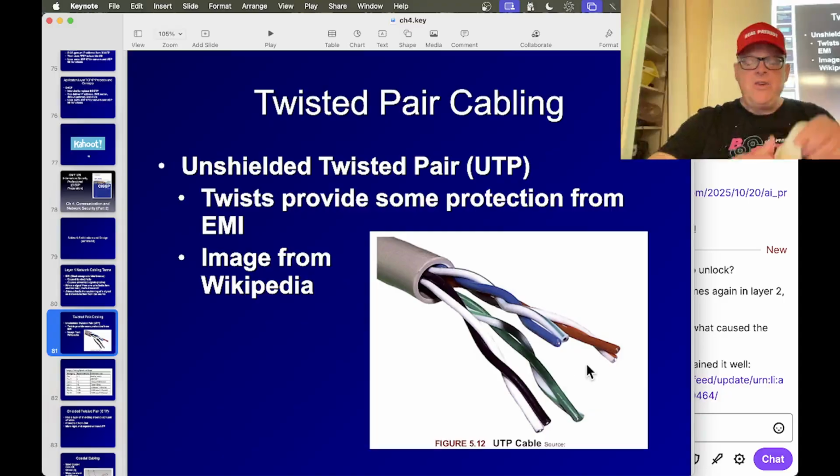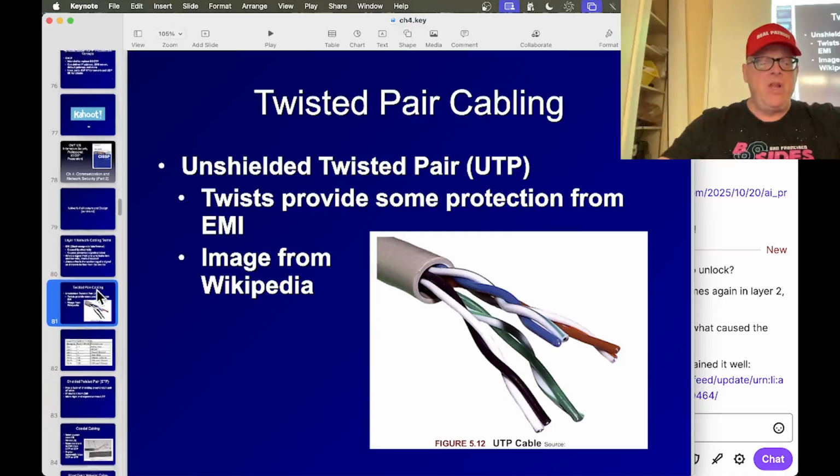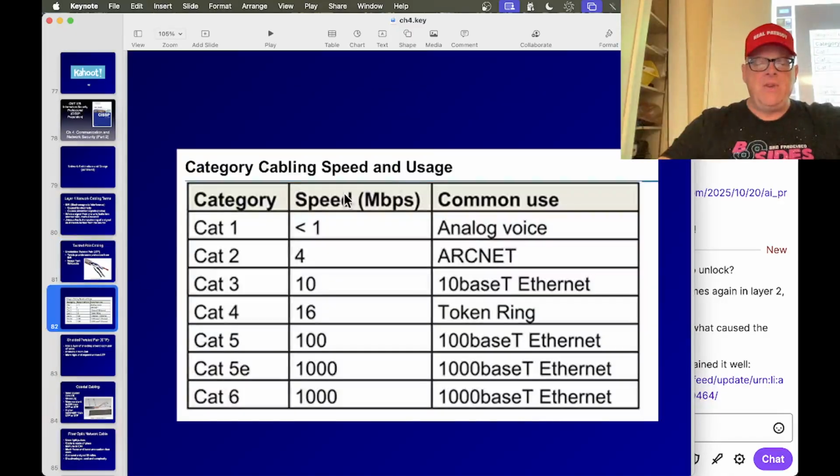So twisted pairs are intended to minimize crosstalk because each pair has a ground and a live wire, and they're twisted a different number of twists per inch. So hopefully the crosstalk will cancel out, provide some protection, but not much protection. And so there's various categories. Now pretty much everybody's up to Cat 6, so you can run gigabit Ethernet on it.